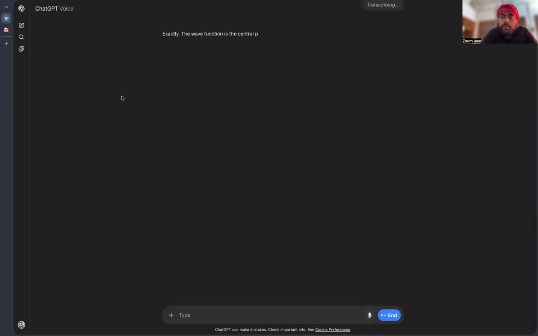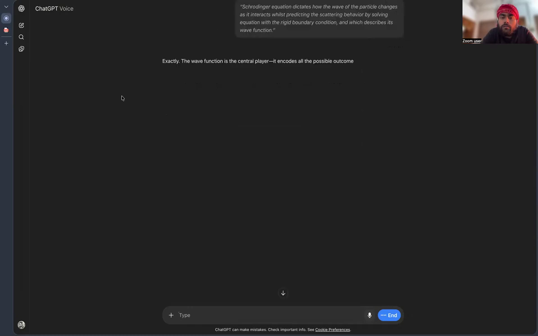Exactly. The wave function is the central player. It encodes all the possible outcomes. By imposing the right conditions, like how the wave behaves at infinity or near a potential, you extract the meaningful physical predictions like angles, probabilities, and so forth. So it's a beautiful mathematical tool translating interaction into prediction.